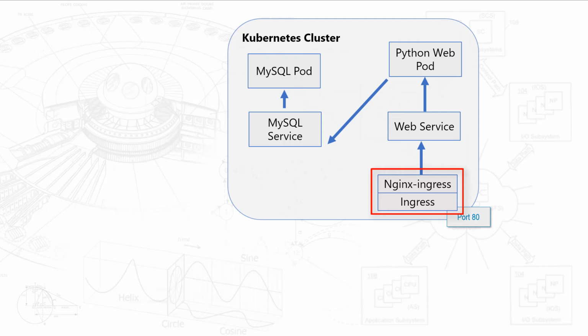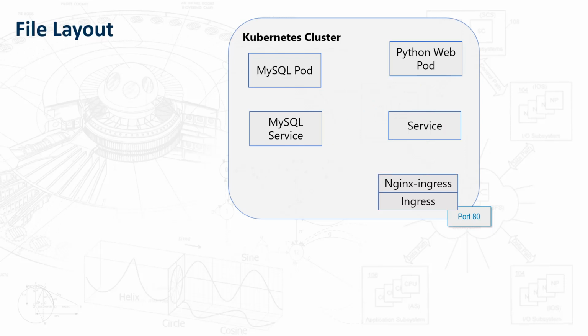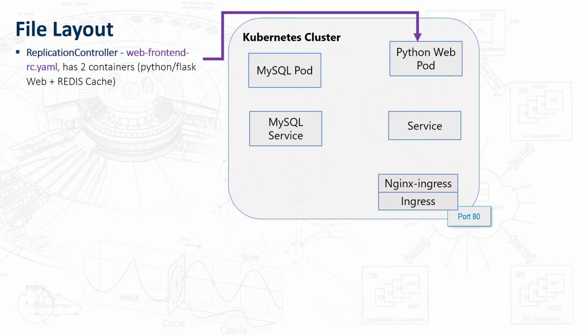So the next step here is to map out all the YAML files or all the manifest files that make up the cluster. Eventually we'll execute a shell script which provisions it all, but it's all going to be based on these manifest files. We're going to concern ourselves here with all the files at this point. Let's start with the replication controller for the web front end, that is the Python web app. It essentially has two containers running inside that pod, the Python Flask web app, along with the Redis cache.